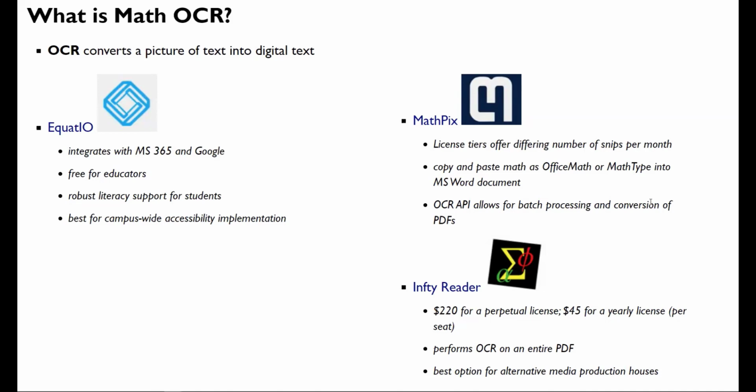MathPix is another program that's out there. MathPix also allows you to screen grab pictures of math and then copy and paste the math into a Word document or a text editor. It also has an OCR version that you can use for converting whole PDFs into a Word document with multiple equations that are recognized. InftyReader is a program that's been out for many years that many disability services offices use because it can also convert entire documents into accessible Word documents with OMML math equations in them.